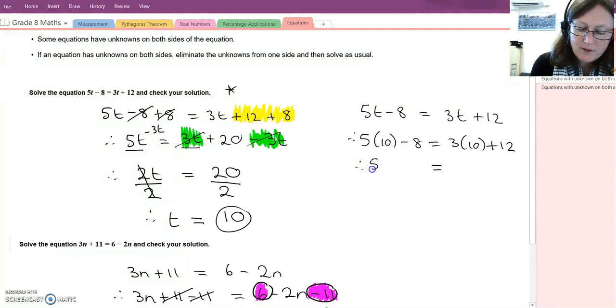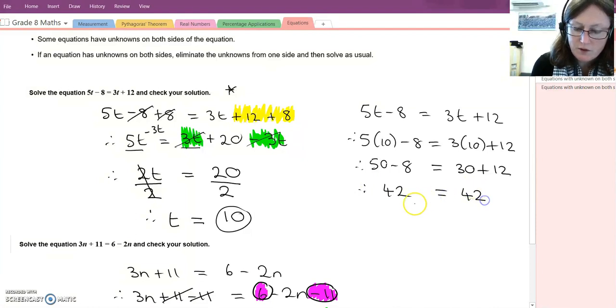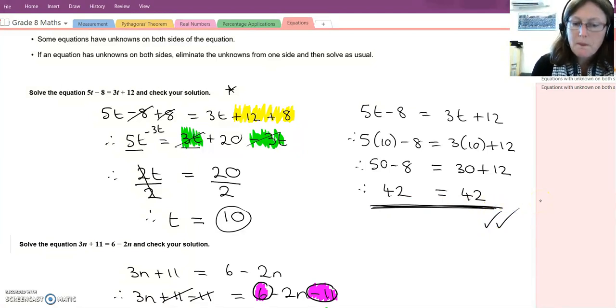5 times 10 is 50, so it's 50, subtract 8. 3 tens are 30, so it's 30, add 12. 50 subtract 8 is 42. 30 plus 12 is also 42. Yes, 42 does equal 42. So our solution is correct, because when we substituted 10 in, the two sides of the equation equal each other.